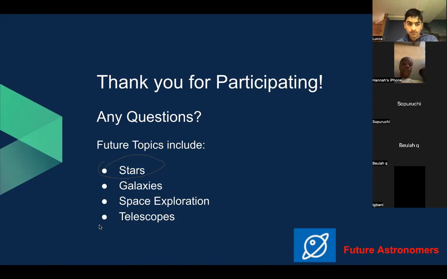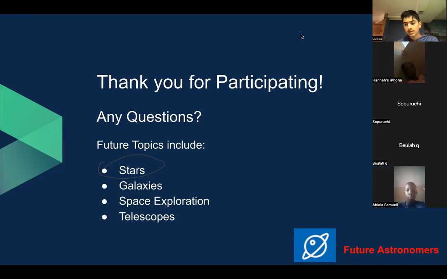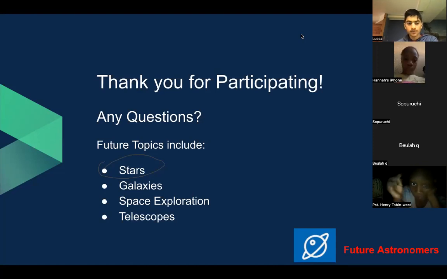How many moons does Jupiter have? Jupiter has around 79 moons, which is a lot of moons because it's so big. So we think it's around 79, but we keep finding more.